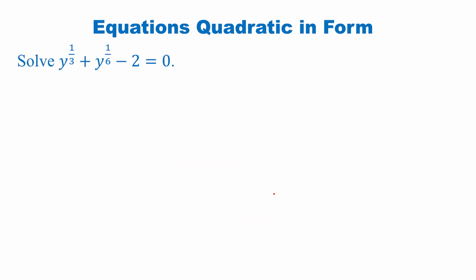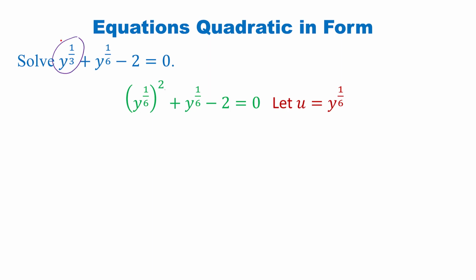Now another example. Here we're going to solve y to the 1/3 plus y to the 1/6 minus 2 equals 0. Okay, well, I'm going to start by rewriting this equation as y to the 1/6 squared in place of y to the 1/3, plus y to the 1/6 minus 2 equals 0.